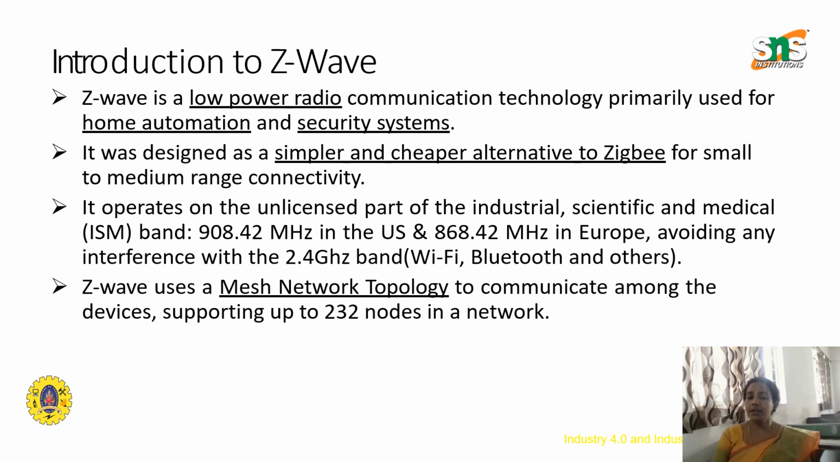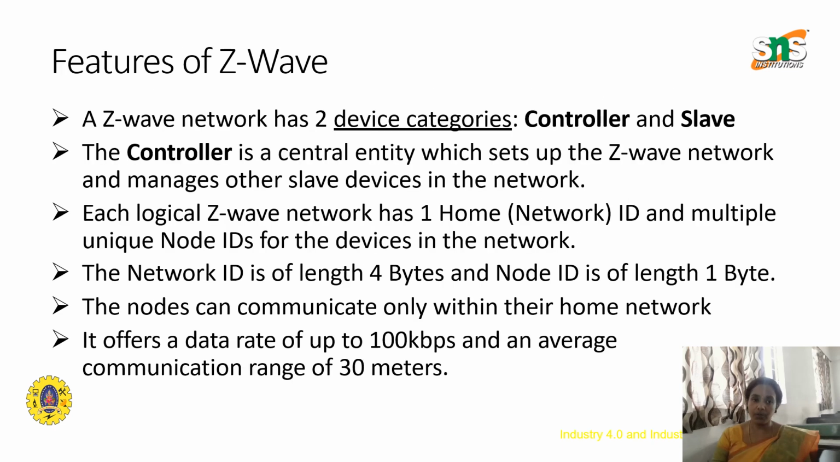It operates in the unlicensed part of the industrial, scientific, or medical band, and it usually operates in the range of 908.42 MHz in US and 868.42 MHz in Europe. So Z-Wave uses the mesh network topology to communicate between the devices, and it can support 232 nodes in the network.